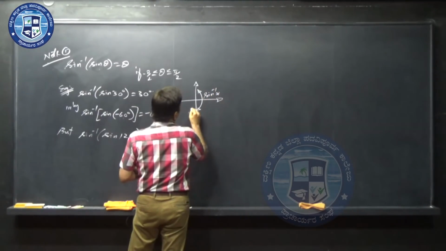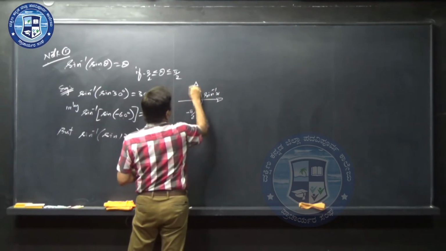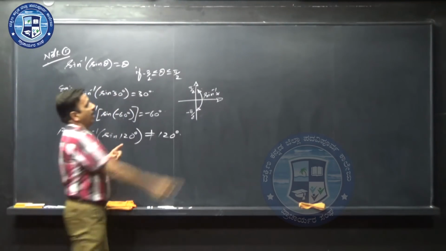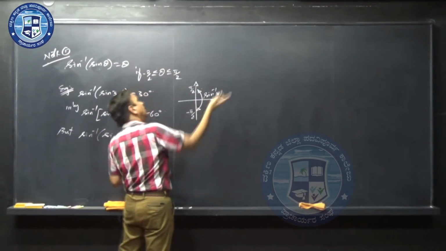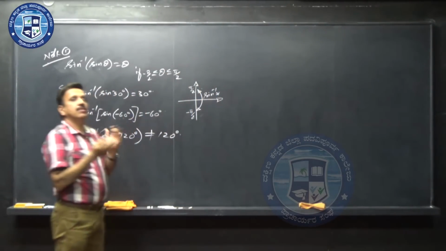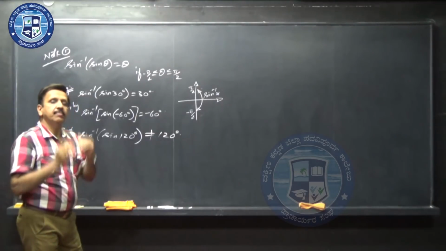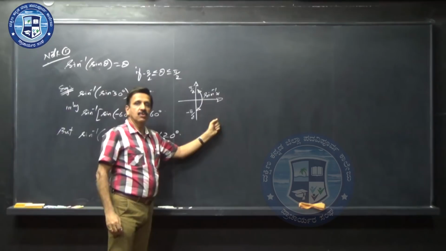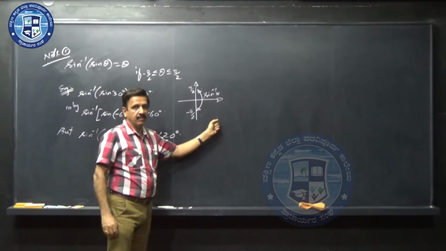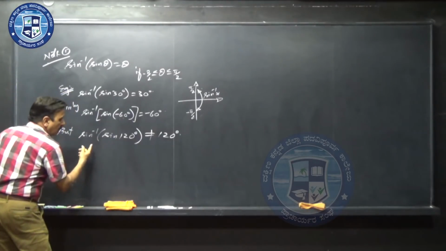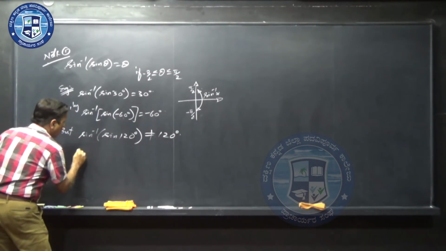Sine inverse x must lie between minus pi by 2 to plus pi by 2, the principal value. You can add 2 pi here, you will get plenty of angles. But it must be an angle between minus 90 and plus 90. It must be either in the first quadrant or in the fourth quadrant, that is sine inverse. So this is not true, then what is the answer? Let us go ahead.